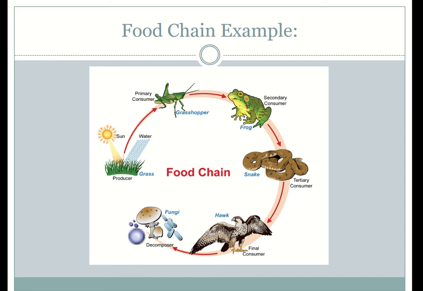You've probably seen a food chain before, but every living thing requires energy. It's just different how it gets it. So our producer down here is getting its energy from the sun, but then our grasshopper is getting energy from eating the plants, and our frog is getting energy from eating the grasshopper, and so on and so forth.